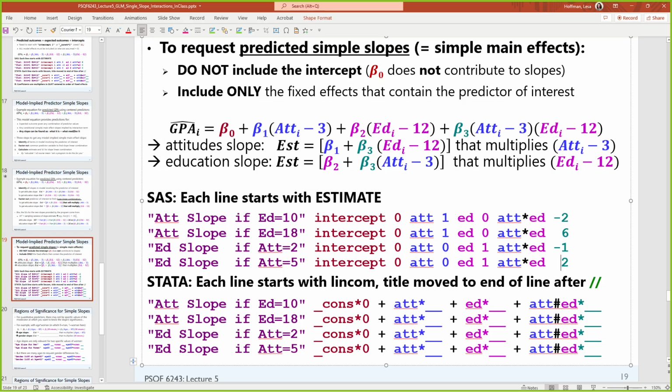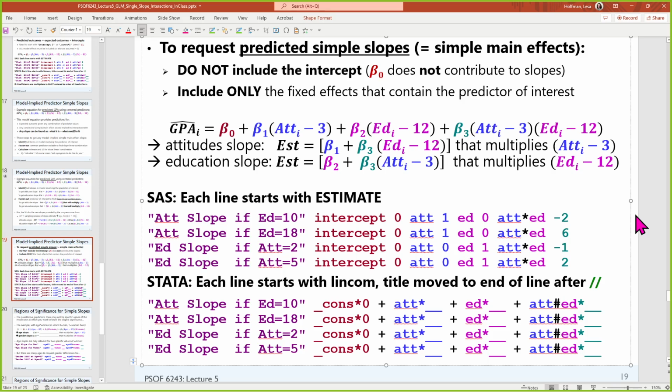So I want you to look at the pattern here. A more general rule that you can follow is if I'm asking for a slope of a variable, that gets a 1 to start with. Then what else is included depends on what it interacts with. The values that go after the interaction term are the values of the other variable, the moderator.